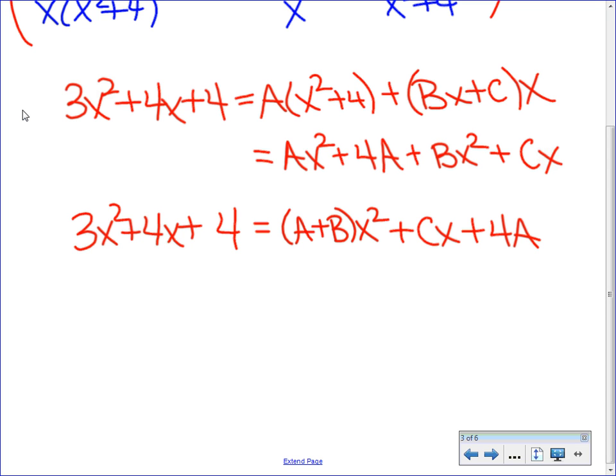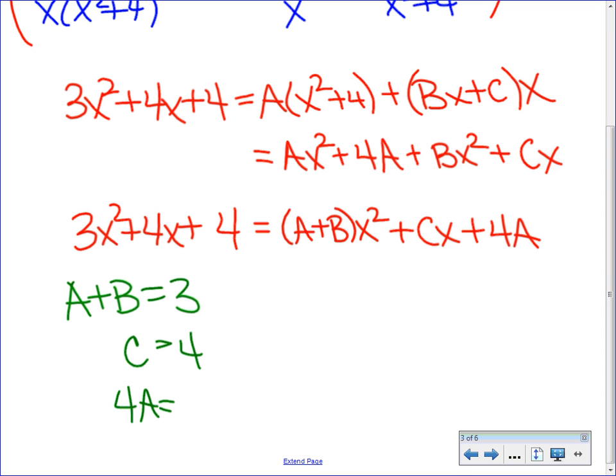Okay. So what do we know about a plus b? What must it equal? A plus b must equal 3. C must equal 4, and 4a must equal 4, because those are our constants. So yes, a equals 1, which means b equals 2, and we have c equals 4.